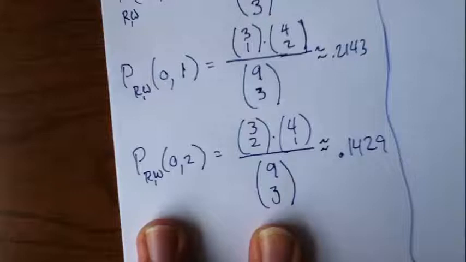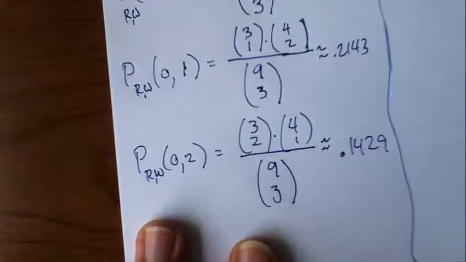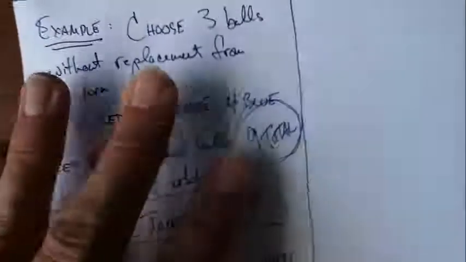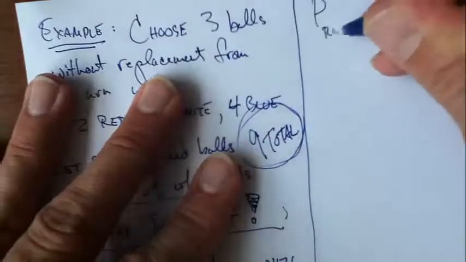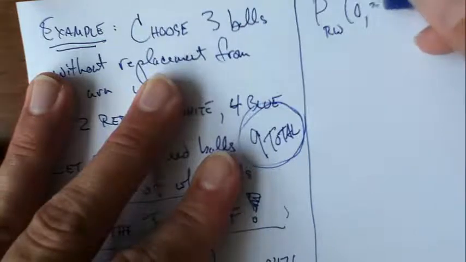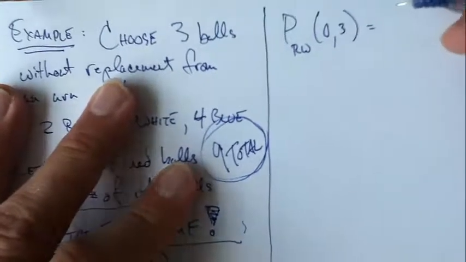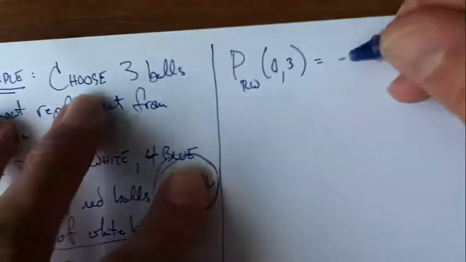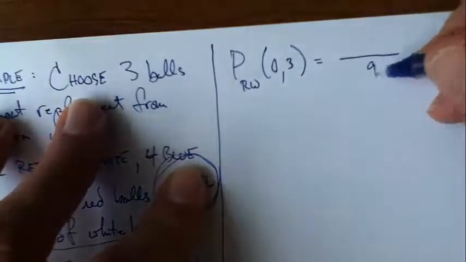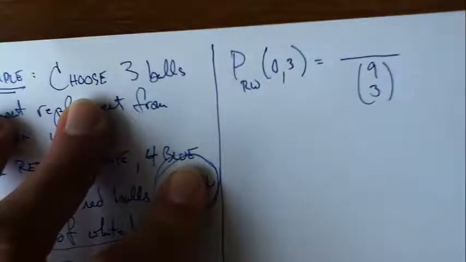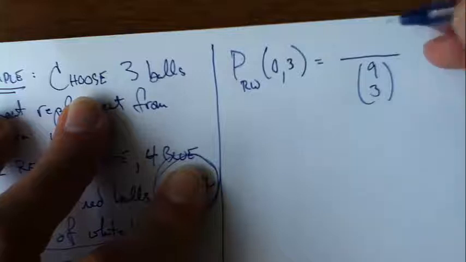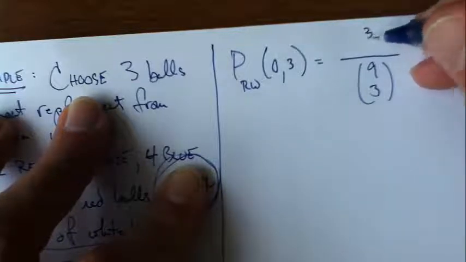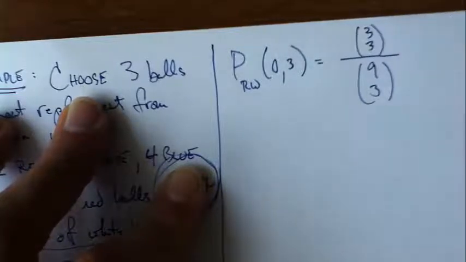Now let's see what's next. I could also get 3 white balls. It's possible to get all 3 white balls. What's the probability that I get no red and all 3 white? Again, I've got 9 choose 3 in the denominator, and there's only one way to choose 3 things from 3 things, so that turns out to be about 0.0119.